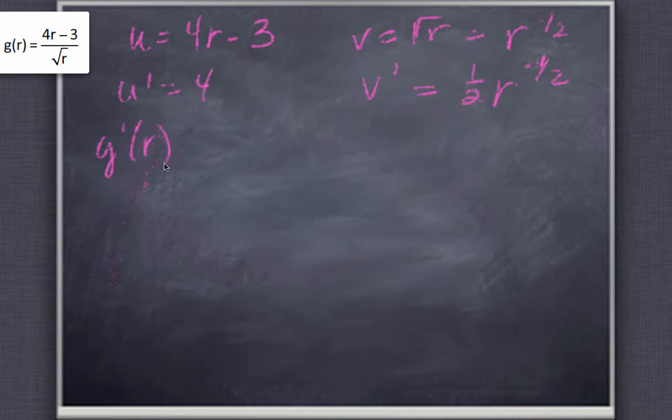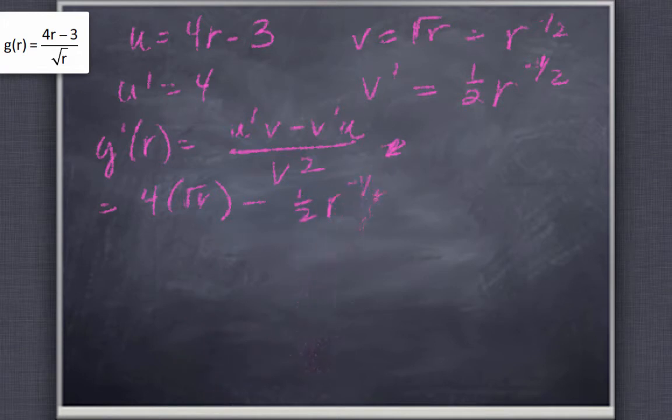g prime is u prime v minus v prime u over v squared, is 4 root r minus 1/2 r to the minus 1/2 times 4r minus 3.